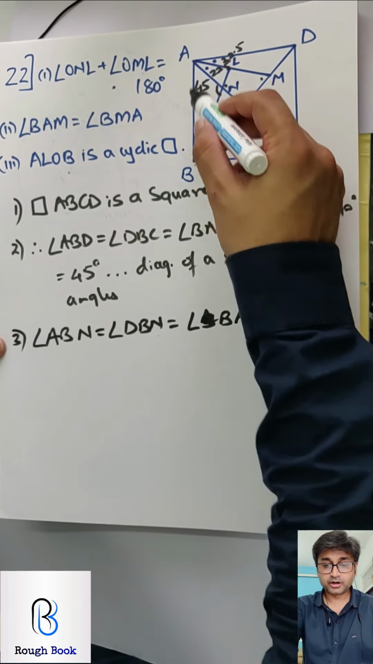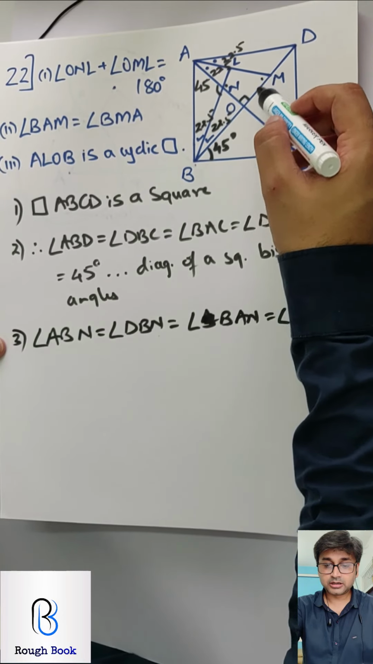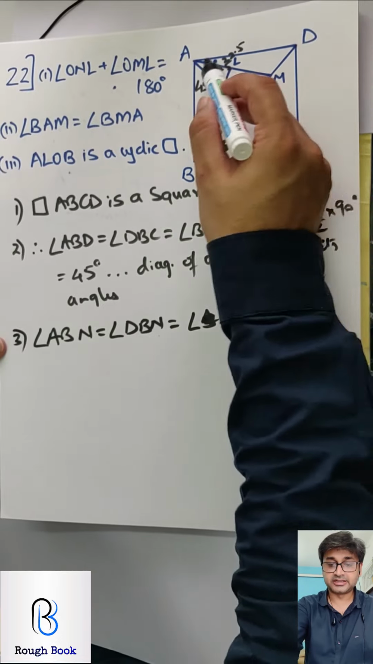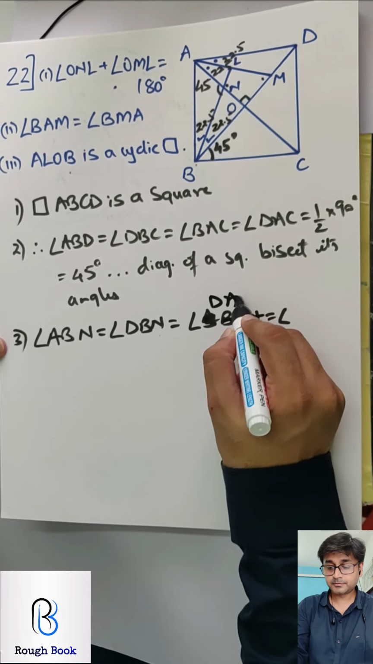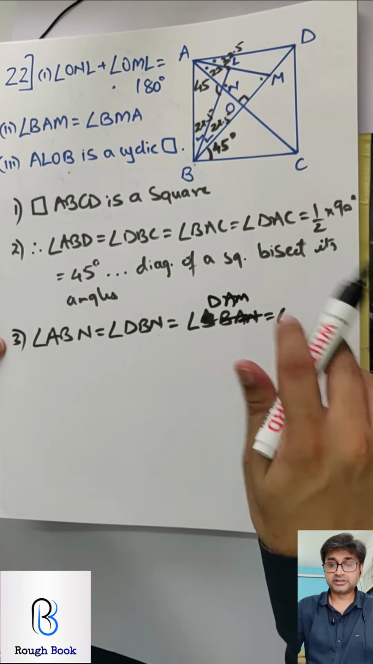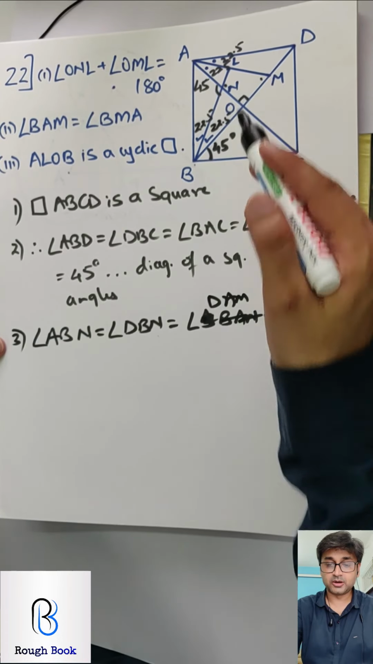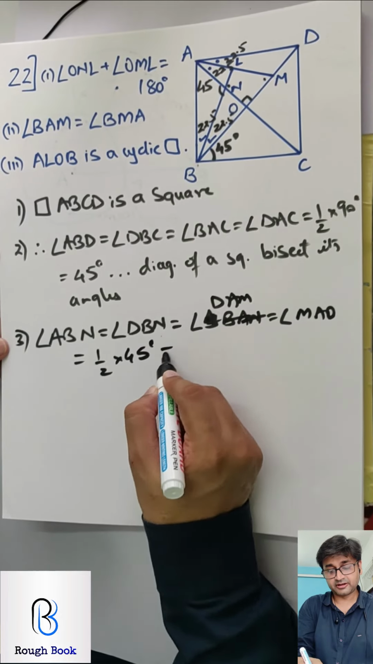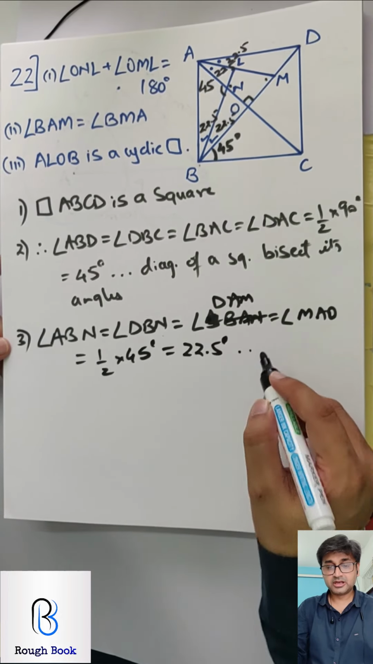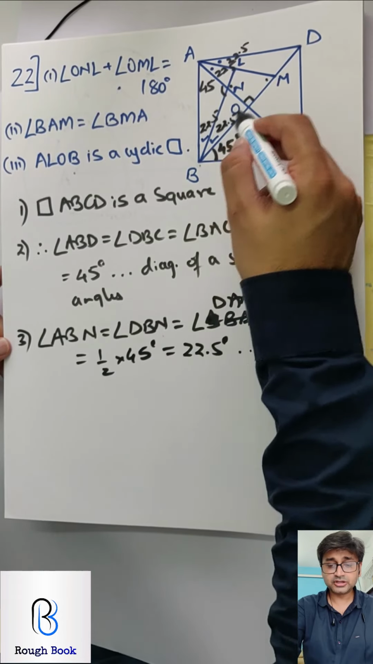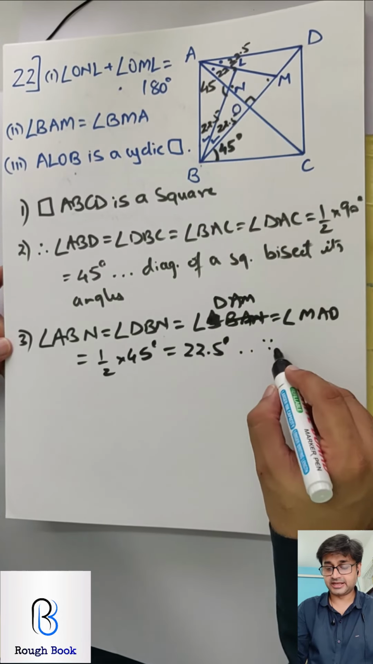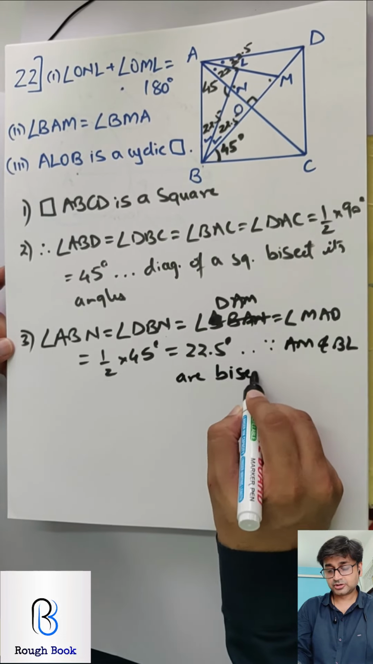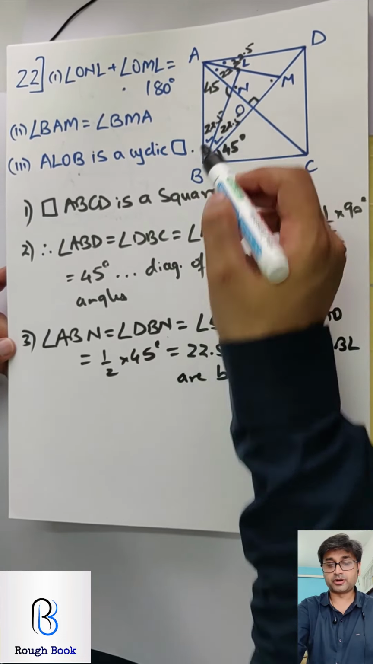Wait one second, not BAN but this one, this angle over here and this angle over here, that is DAM, and the other one is this one, that is MAO. All of them will be half of 45, that is 22.5. Reason will be since these two are bisectors, that is BL and AM. So since AM and BL are bisectors, we managed to get all of them as 22.5.